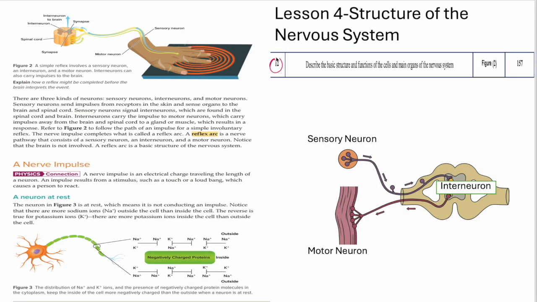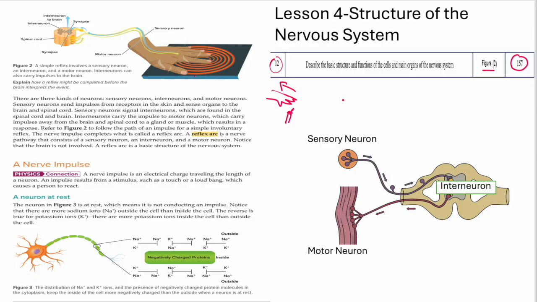Question number 12 is going to be from page number 157 and figure 2. Figure 2 shows the reflex action. When you touch something hot and you suddenly pull your finger or hand away, it is a reflex action. And the nerves that are connected in reflex action are called the reflex arc.